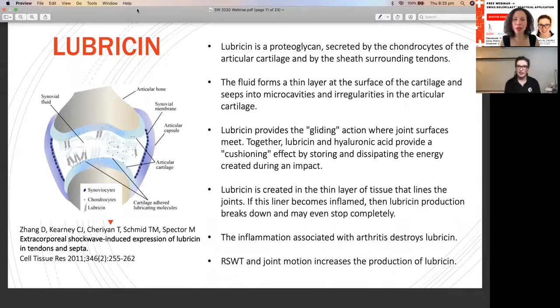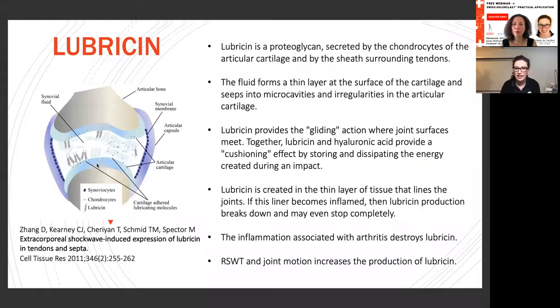So let's start again on lubricin. Lubricin is secreted by the chondrocytes of the cartilage and by the sheath that surrounds the tendons. The fluid forms a thin layer at the surface of the cartilage and it seeps into the little cavities and irregularities of the articular cartilage.